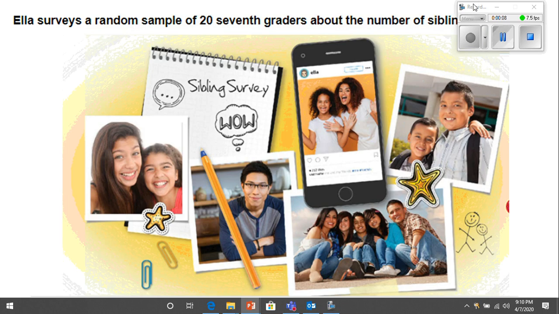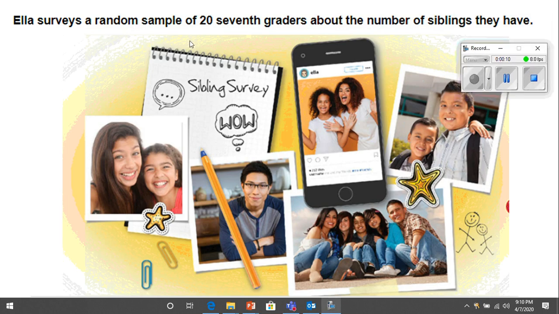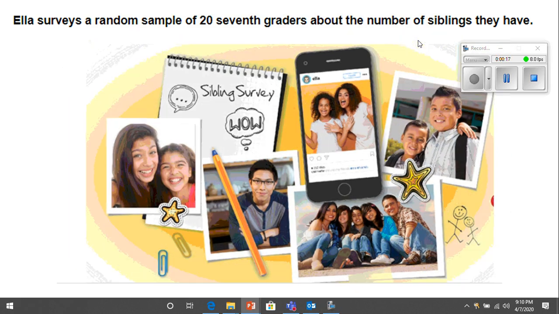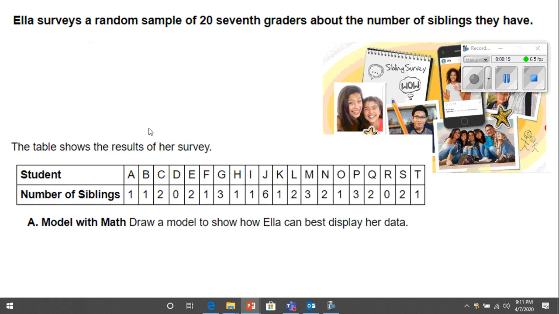In our first example, we see that Ella surveys a random sample of 20 seventh graders about the number of siblings they have. The table shows the results of her survey. She labeled each one of the students with a letter from the alphabet, and then she put the number of siblings they had underneath them.